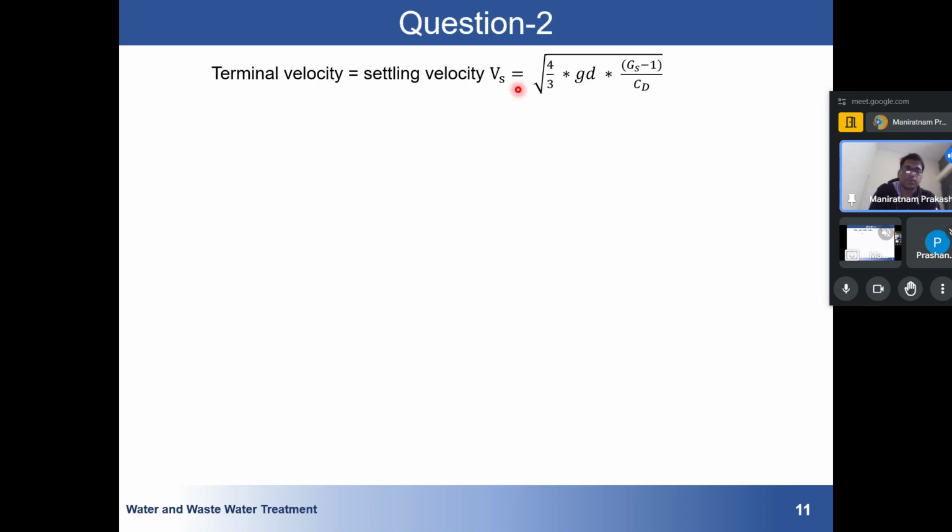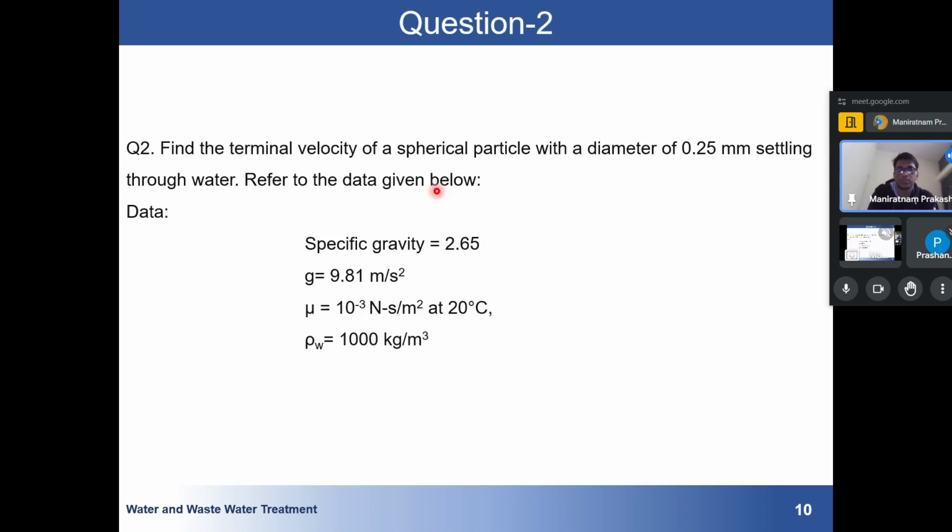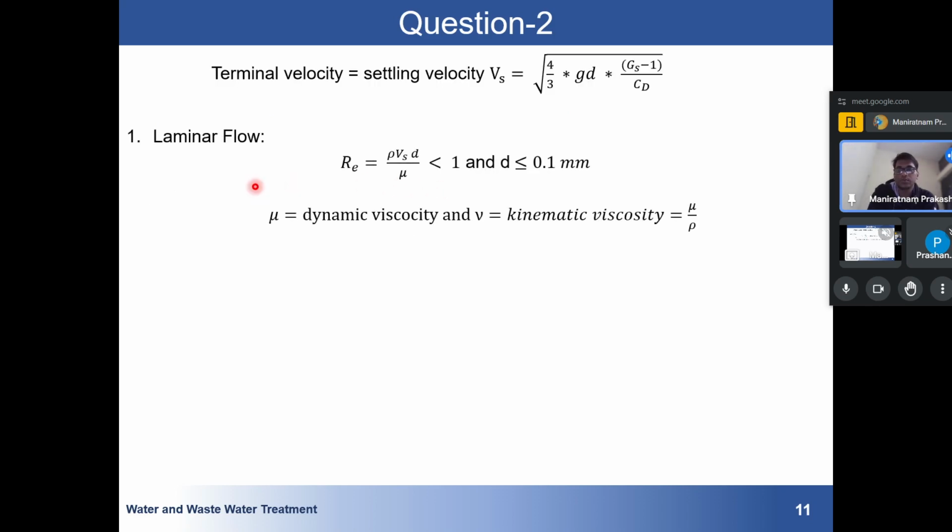So the terminal velocity, we know that this is given by Vs is equal to under root 4 by 3 g d (Gs minus 1) by CD. Now I will be solving. I have to assume, because in the question it's not given whether the flow is laminar flow or transition flow. So I will be solving for each condition.